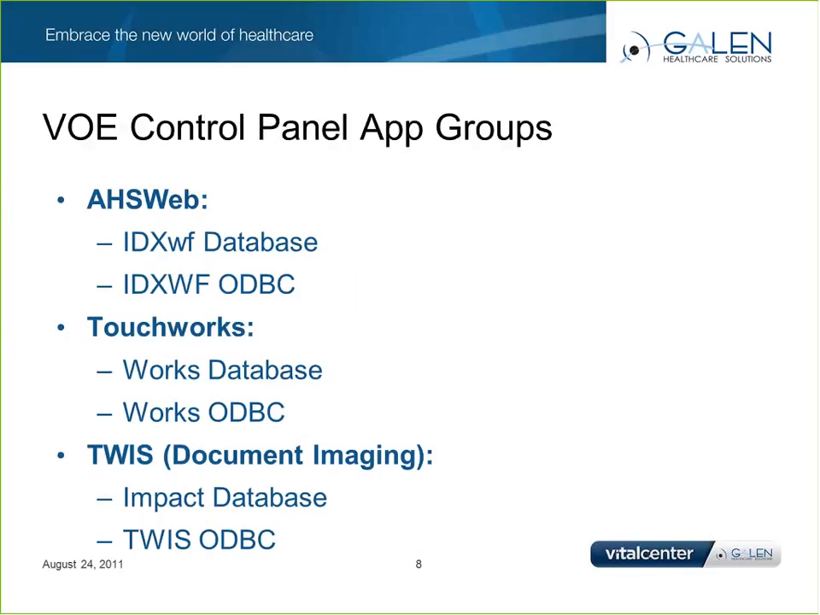So the VOE control panel app groups, just to review, AHS Web is your IDX Web Framework database, which leverages an IDXWF ODBC. TouchWorks is your Works database and is generally called Works for ODBC. And then TWIS, which is your document imaging, connects to your Impact database and generally uses the TWIS ODBC.